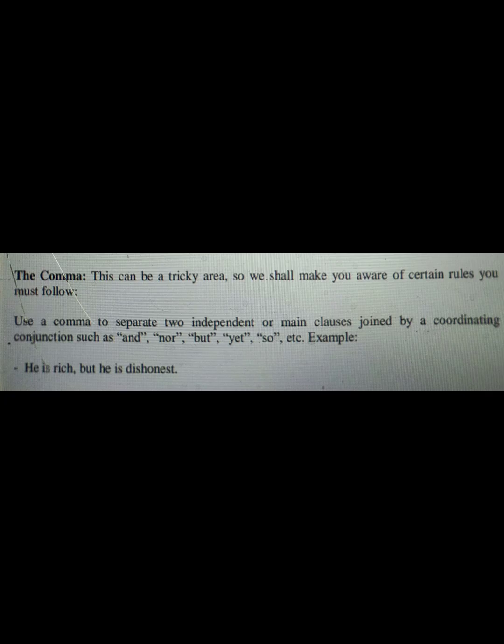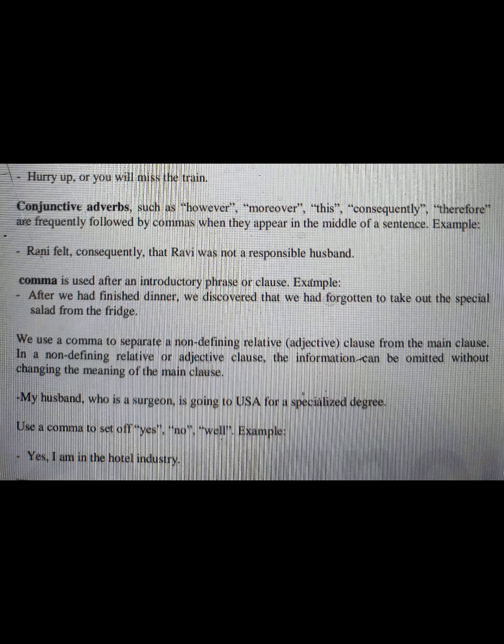rules you must follow. Use a comma to separate two independent or main clauses joined by a coordinating conjunction such as and, nor, but, yet, so, etc. Example: He is rich, but he is dishonest. Hurry up, or you will miss the train.